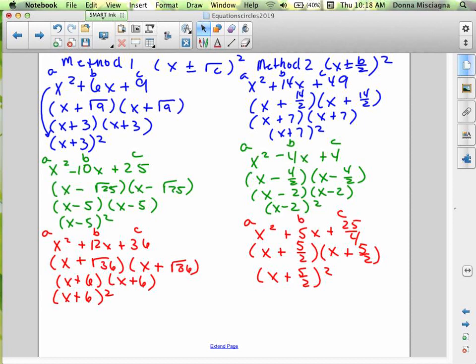If we did take the square root method, the square root of 49 is 7. So it would be x plus 7. Square root of 4 is 2. And then b is negative, so it still would have been x minus 2 squared. And for the square root of 25 fourths, you just take the square root of the numerator and the square root of the denominator. So that's 5 halves. So you still would have had x plus 5 halves squared. So you see, it doesn't make any difference which method you use. Use whichever method you like.